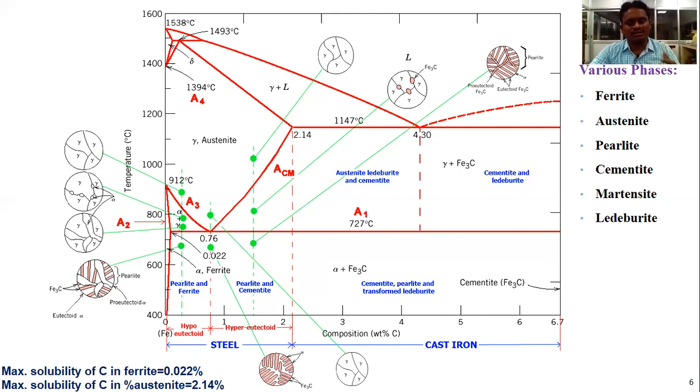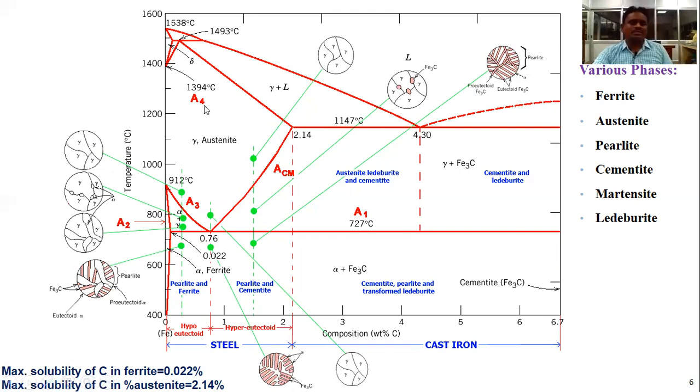This alpha iron has magnetic property at room temperature, and has the greatest formability and the highest toughness. And the other iron is gamma iron, which is called austenite. Austenite is an interstitial solid solution of carbon in iron. The maximum solubility of carbon at 727 degrees centigrade is 0.76 percentage of carbon. As the temperature increases, the solubility of carbon also increases and reaches 2.14 percentage of carbon.